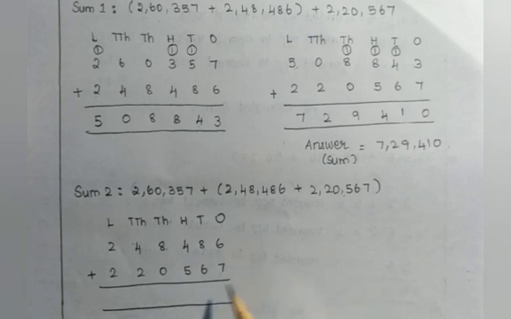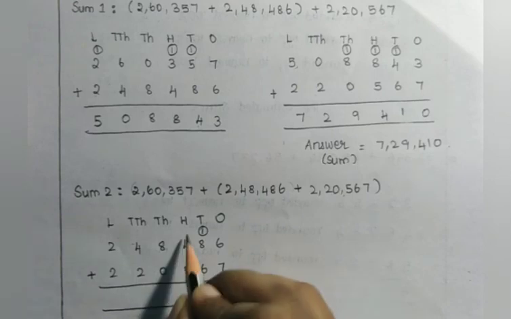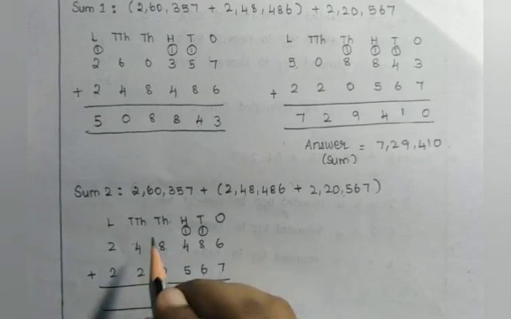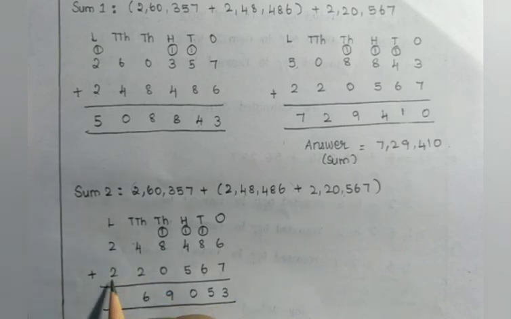6 plus 7, 13. 3, 1 goes to the carryover. 8 plus 6, 14 plus 1, 15, 1 goes to the carryover. 4 plus 5, 9 plus 1, 10, 1 goes to the carryover. 8 plus 0, 8 plus 1, 9. 4 plus 2, 6. 2 plus 2, 4.